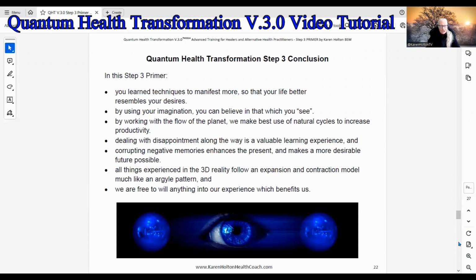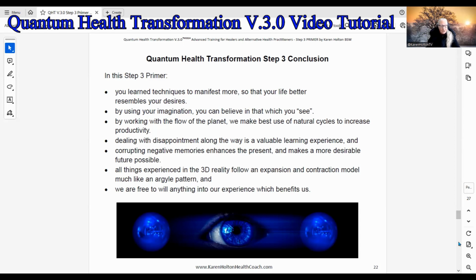Quantum Health Transformation Step 3 Conclusion. In the Step 3 primer, you learn techniques to manifest more so that your life better resembles your desires. By using your imagination, you can believe in that which you see. By working with the flow of the planet, we make best use of natural cycles to increase productivity. Dealing with disappointment along the way is a valuable learning experience. And corrupting negative memories enhances the present and makes a more desirable future possible.